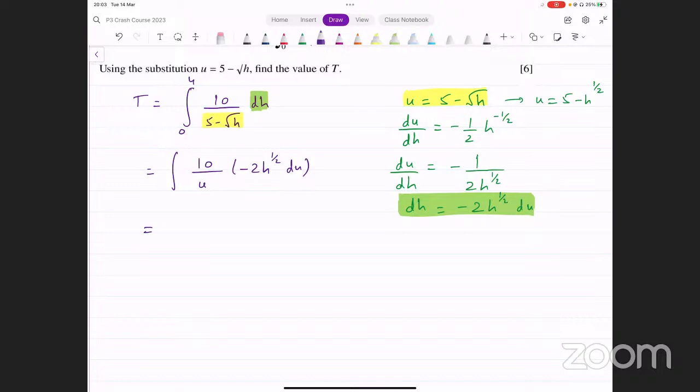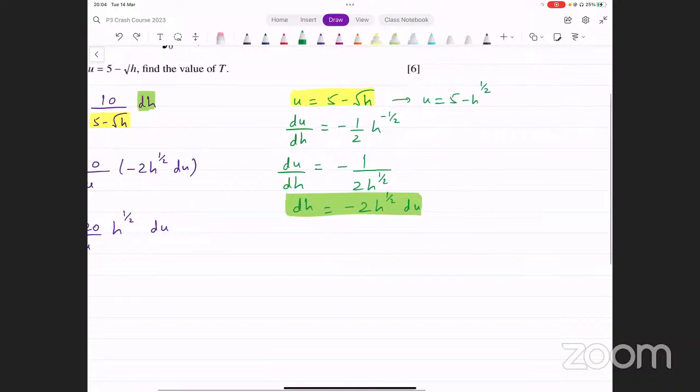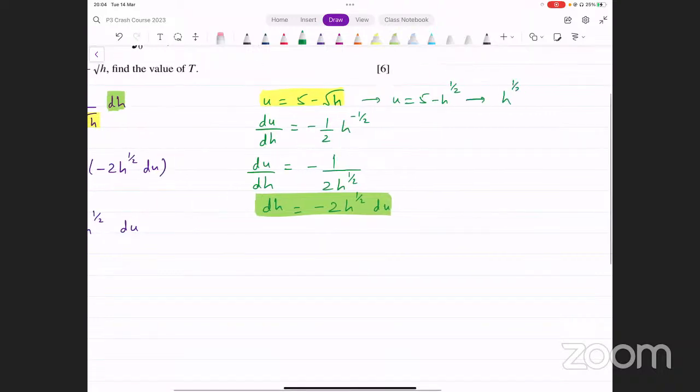Let's simplify this first. It might make things easier to understand. Minus 2 into 10 gives us minus 20 divided by u, and we have h raised to power 1 over 2 here into du. We need to replace this with something. Now we go back to that substitution that we had. Let's make h raised to power 1 over 2 the subject and see what that should be equal to. If we take this to the left side, bring u to the right, that gives us h power 1 over 2 equal to 5 minus u. All right, that's what we get.